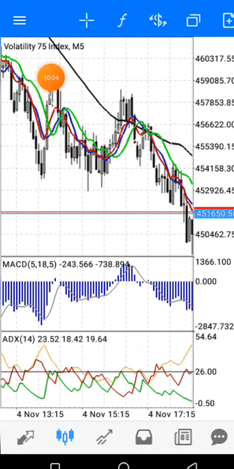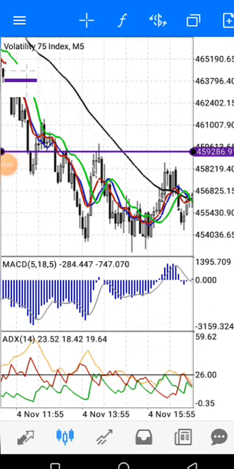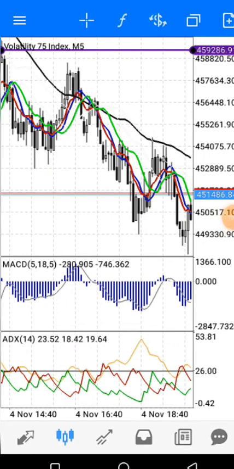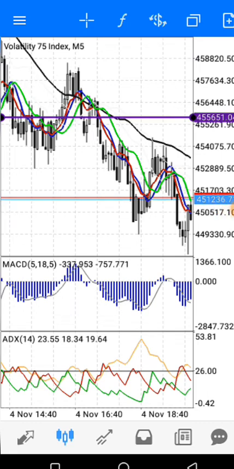after this retracement, when the market sold, you adjust your stop loss from here to here. Then the market sold again. After this retracement, the market sold again to here. Then you adjust your stop loss here. So that is how you shift your stop loss so that you won't be in losses.